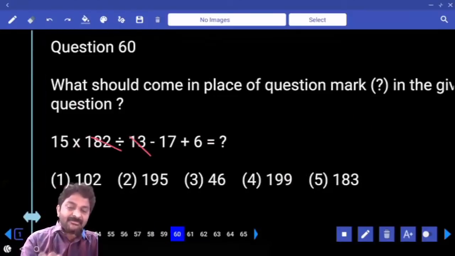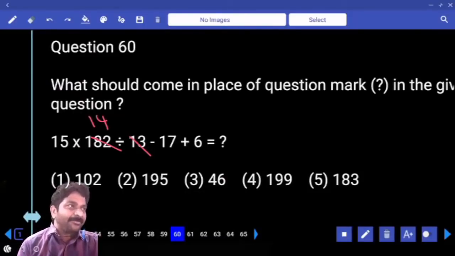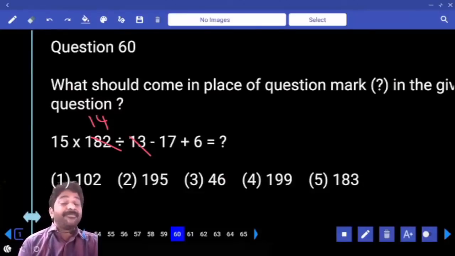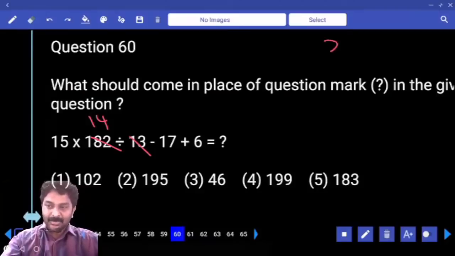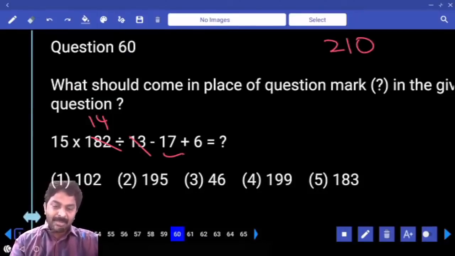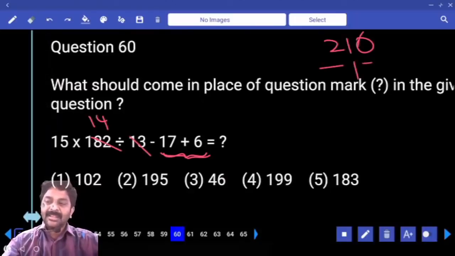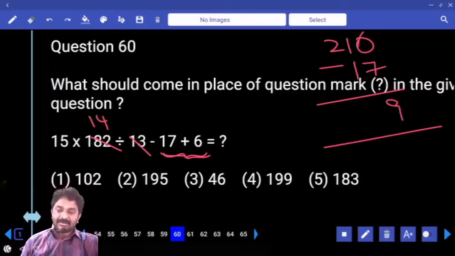13 cancellation. Once 13, 52. That is 4 times. 15, 14 times. 14 times of 15 in the sense 10 times plus half only. 14, 10 times 140. Half of 140, 70. 140, 70, 2, 10. Minus. Okay. If you add 6, it becomes 216 only. Then you have to subtract 17. Then the answer must end with 9. How many options are there? Only one.